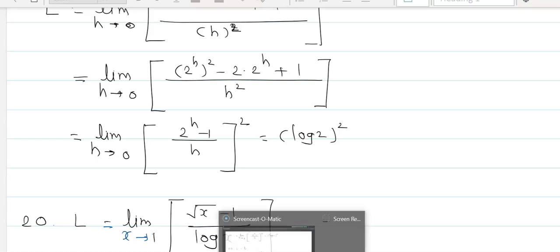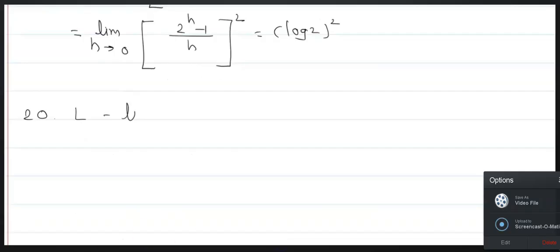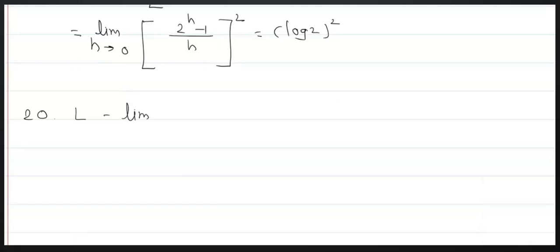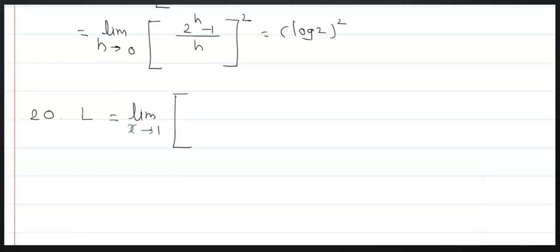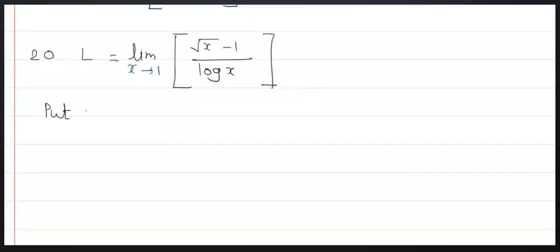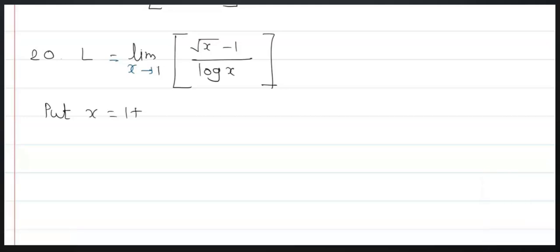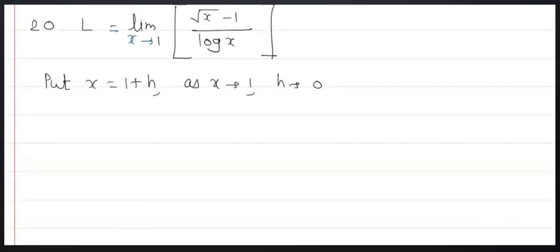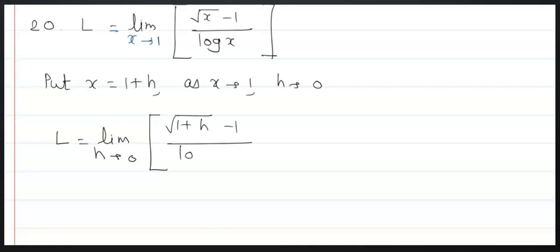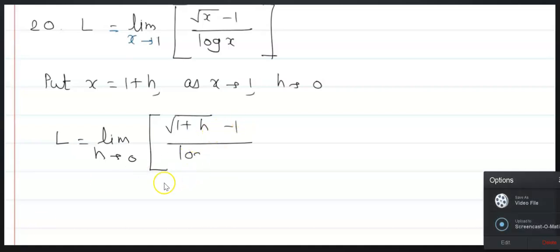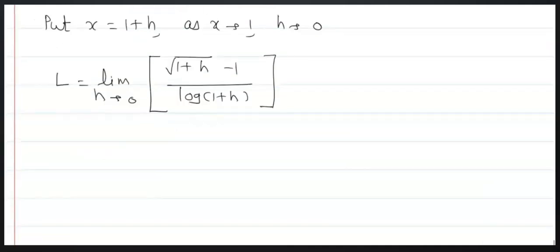Now the next is limit x tends to 1, (root x minus 1) upon log of x. Again put x is equal to 1 plus h; as x tends to 1, h tends to 0. Limit h tends to 0, (root of 1 plus h minus 1) upon log of 1 plus h.